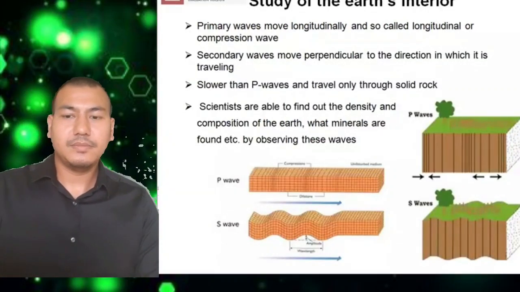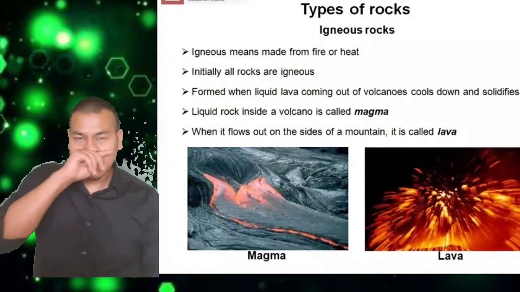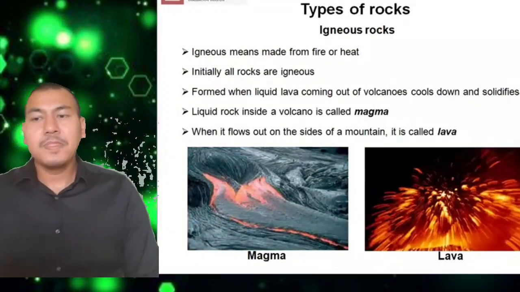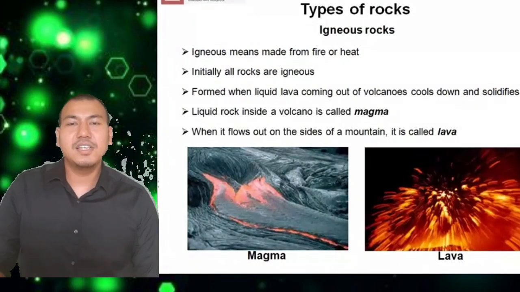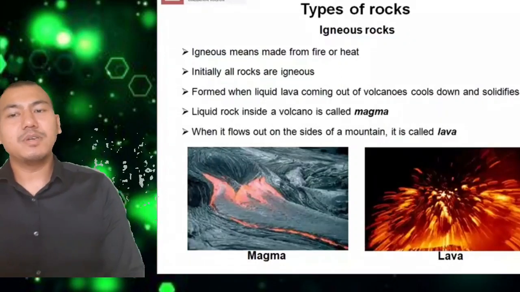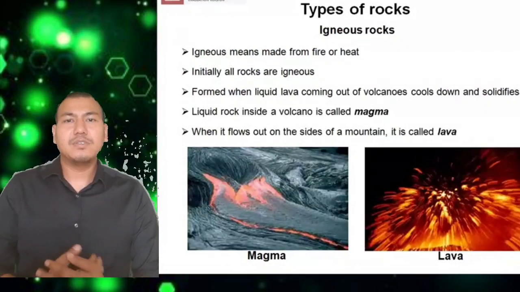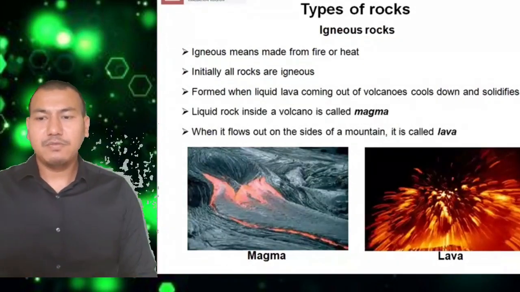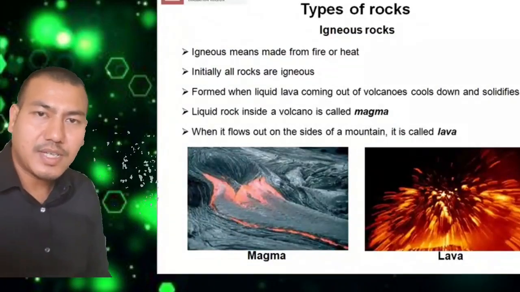Okay, now types of rocks. So let us study about the different types of rocks. So igneous means made from fire or heat. Initially all rocks are igneous, formed when liquid lava coming out of volcanoes cools down and solidifies. Liquid rock inside a volcano is called magma. When it flows out on the sides of the mountain, it is called lava. So igneous rock is also known as the primary rock.